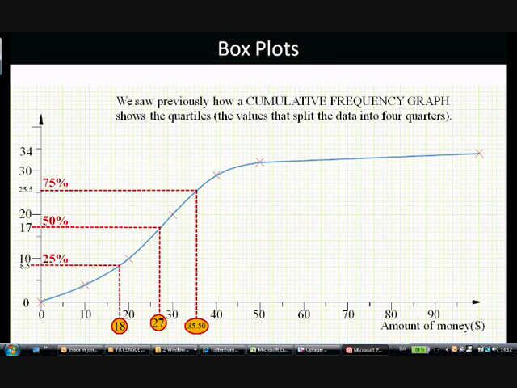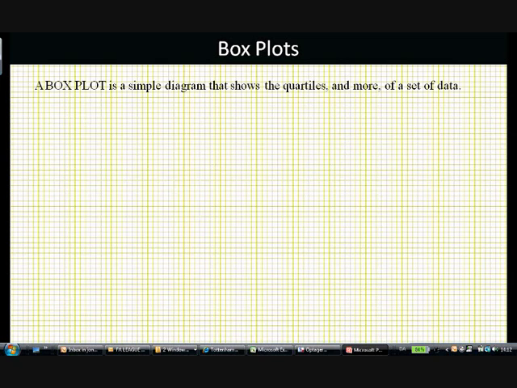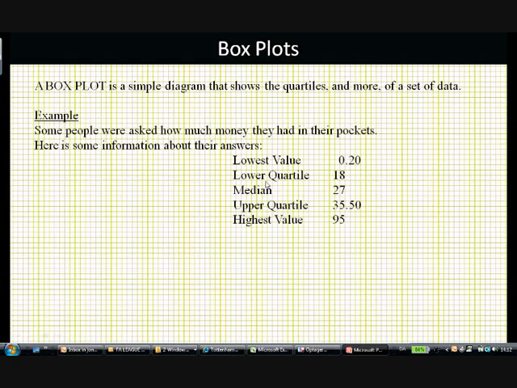So, remember we had that last time. Just write that down again. So a box plot is a simple diagram that shows that information and more.